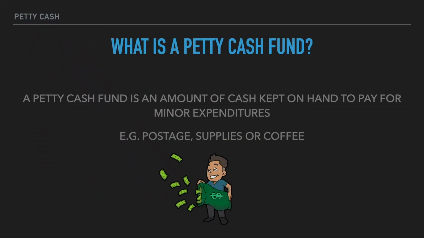Firstly, we'll start by answering what actually a petty cash fund is. A petty cash fund is an amount of cash kept on hand by a company to pay for minor expenditures. Now, these might include postage fees, supplies, or even coffees, which would fall under miscellaneous expenses. This petty cash is often held on a company card, which is managed by the custodian of the fund.